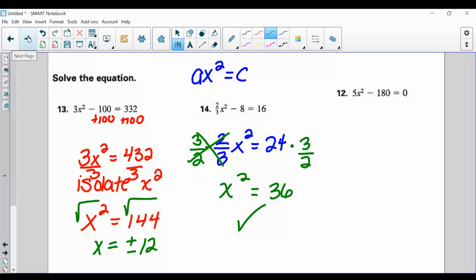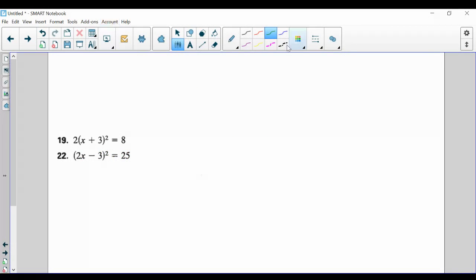I'm going to skip 12. I think we did that already. Let's look at 19 and 22. Again, I'm showing you these problems just to give you an idea on how to get started. This one looks a little different from 22. They both involve a 2, but this one's in front of the parentheses in number 19. So let's work with that.